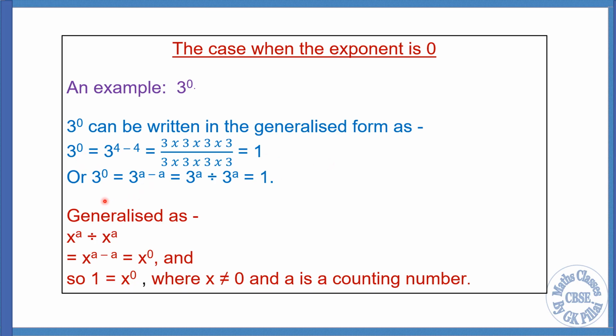Another, let us generalize further. 3 raised to the power of 0 can be written as 3 raised to the power of a minus a. 3 to the power of a minus a will be 3 to the power of a divided by 3 to the power of a. Both are same, so your result will be 1. So anything raised to the power of 0 is 1. Here the explanation of that is given. These are just meant for explanation only.